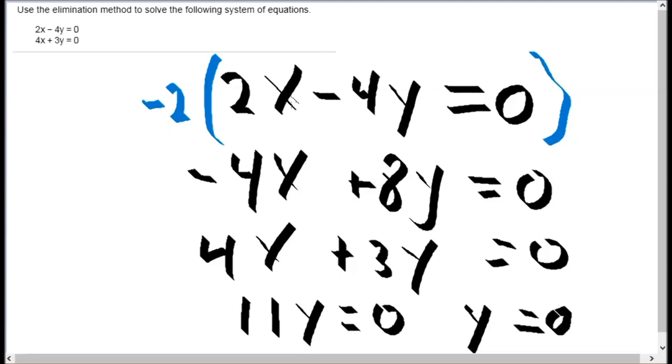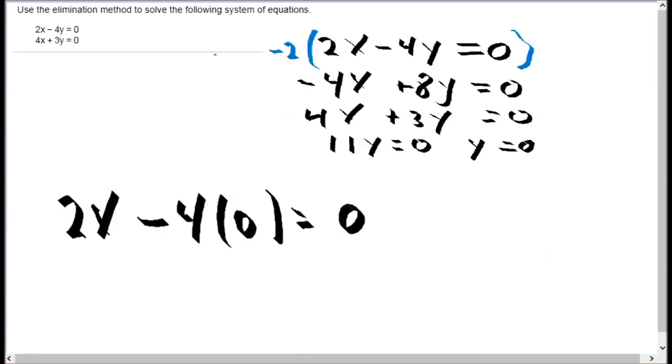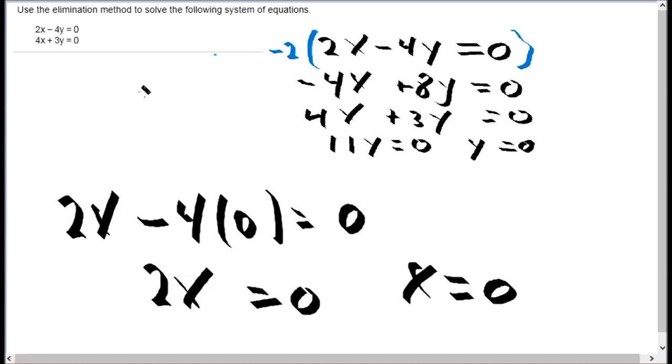And then we can plug 0 in for x, and you can see 2 times 0 minus 4y has to equal 0. Let me go ahead and find some more room to work here. Okay, you can see here, I took that equation, y equals 0, and I plugged in 0 for y right there. And then we have 2x minus 0 equals 0, which means 2x equals 0, which means x also equals 0. So the point 0, comma 0 is our solution set.